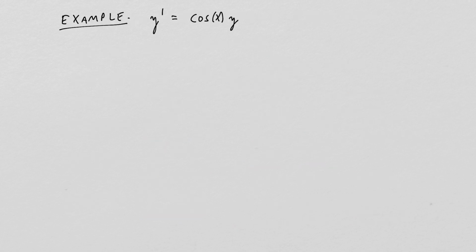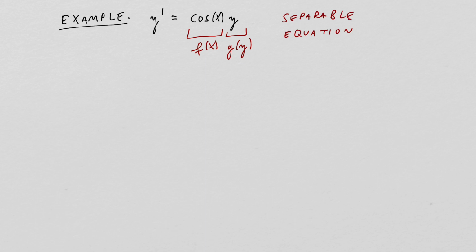How about this equation? This equation is separable. There is some function of x and a function of y, which are multiplied together. Separable means that we can easily arrange the equation in such a way that we can integrate on both sides.